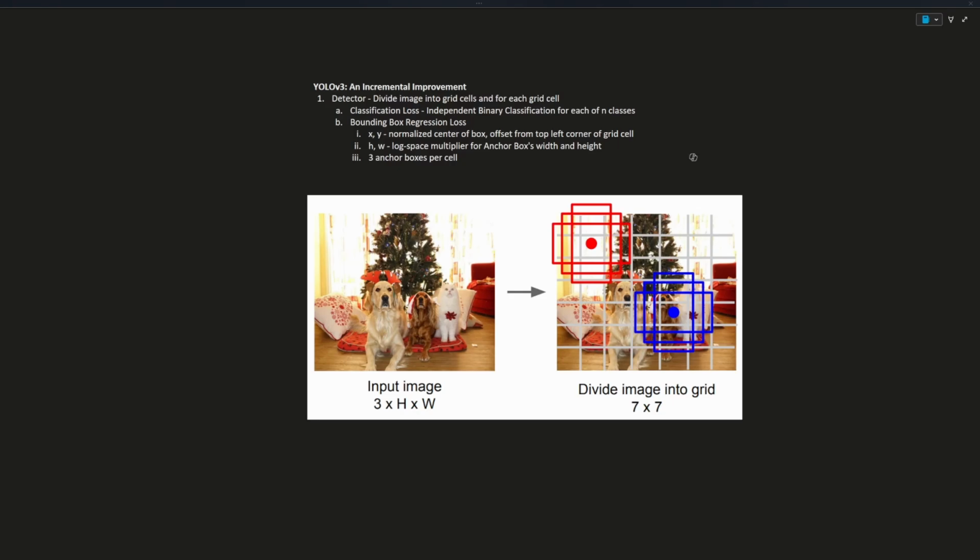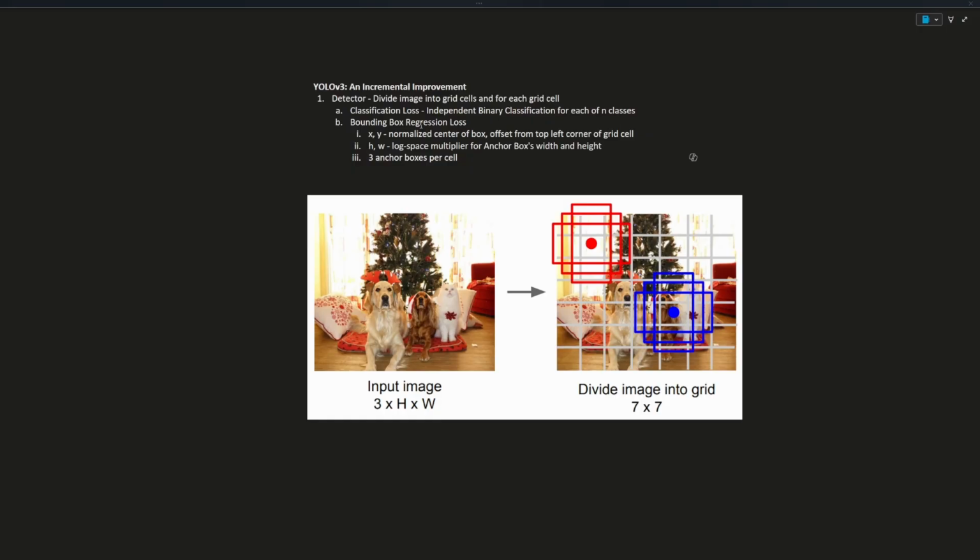So YOLOv3, as the title suggests, makes a lot of small improvements, but chiefly two. So we're still dividing the image into grid cells, and we're still using the grid cells to reference the regression. But on the classification side, instead of a softmax multi-class classification, we are basically doing n binary classifications for n classes. So instead of assigning n scores for each box to determine what class it is, we're basically doing a binary classification for each box to determine if it belongs to this class or not.